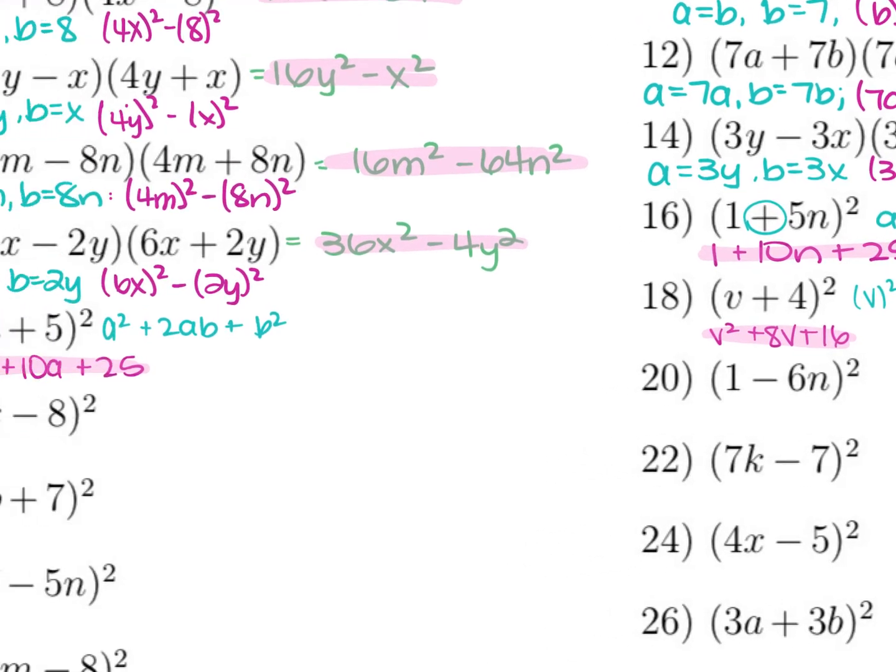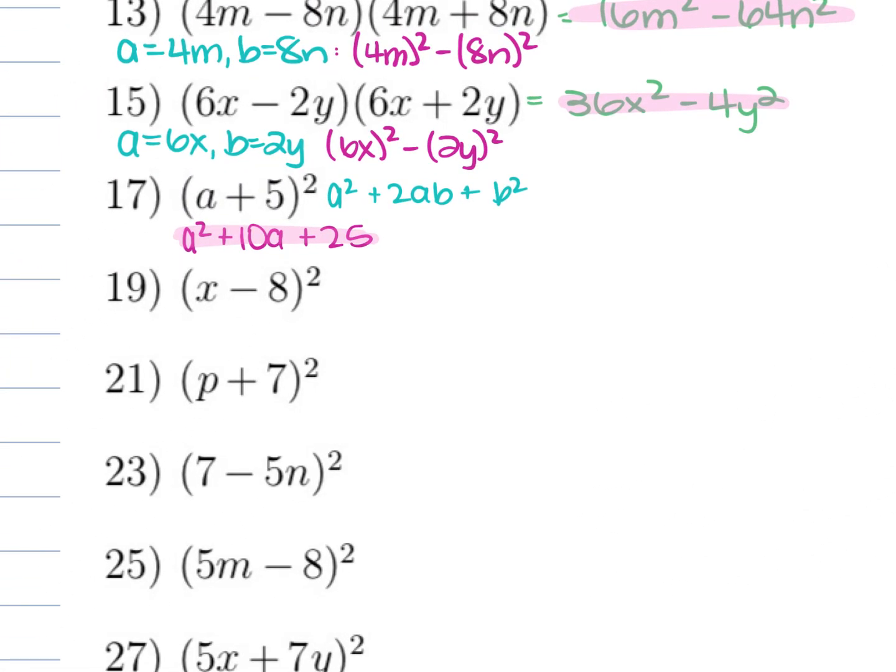For 19, we have x minus 8 squared. So for this one, we're going to use a squared minus 2 times a times b plus b squared. If we plug in the x for a and the 8 for b, we're going to have x squared. Negative 2 times x times 8 is negative 16x. And then that b squared, so 8 squared, is plus 64.